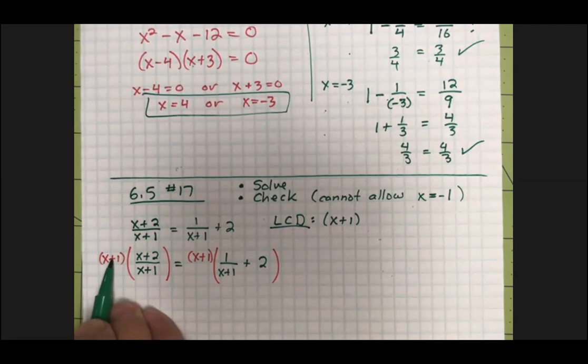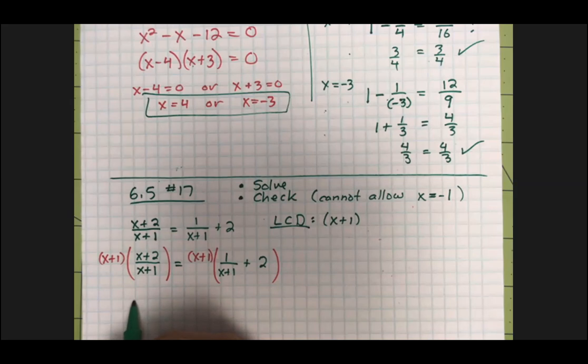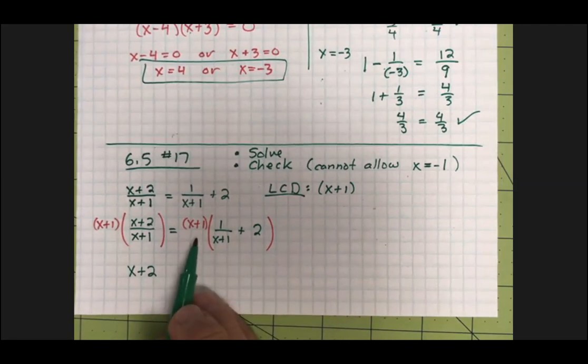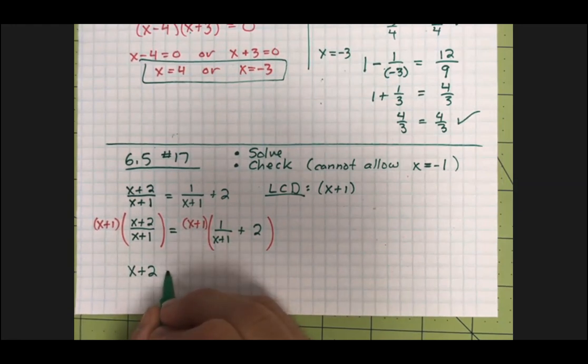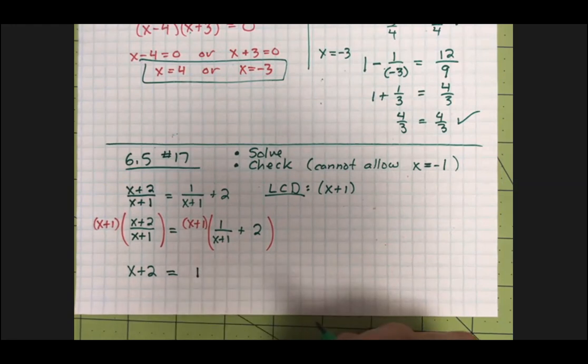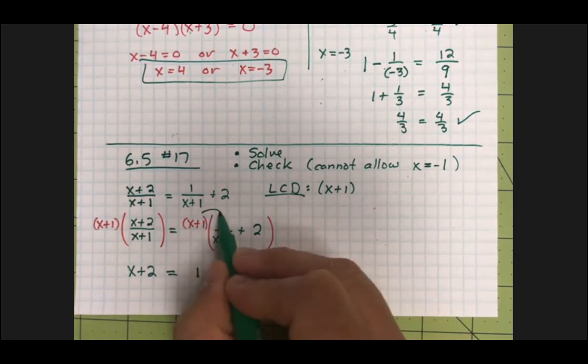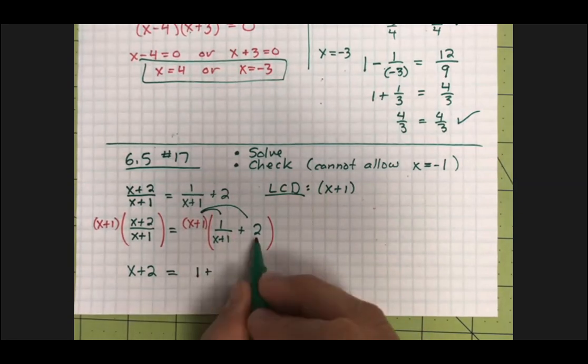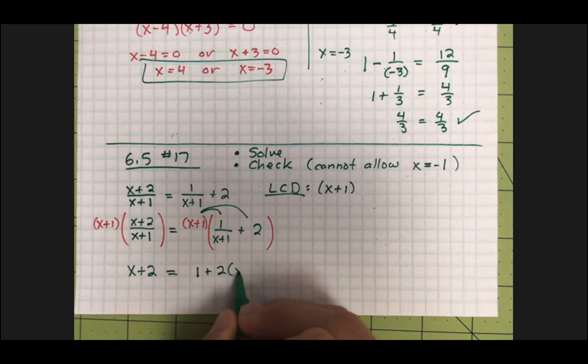On the left side, there's only one piece to multiply. X plus 1 cancels exactly, and all you're left with is x plus 2. On the right side, x plus 1 divided by x plus 1 cancels perfectly, nothing left over, and you're left with a 1. That's the first time you multiply, but you've got to remember to multiply the 2 as well, with a plus sign in between them, 2 times x plus 1, or x plus 1 times 2. You could say it either way.